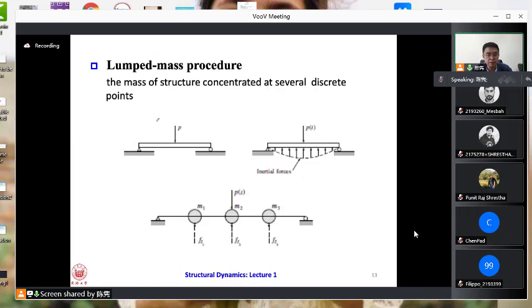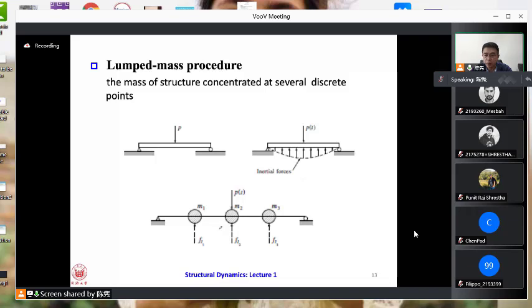So taking this beam as an example, if you have a load here, p(t), which changes with time, and if we cannot ignore the inertial force, then this is a dynamic problem. And to analyze this structure, we have three ways, as I mentioned. One is we concentrate the mass. So here, we concentrate mass at the center of this beam, and at each quarter span of this beam or this bridge. Here we have three lumped masses. This is one way, we call the lumped mass procedure.